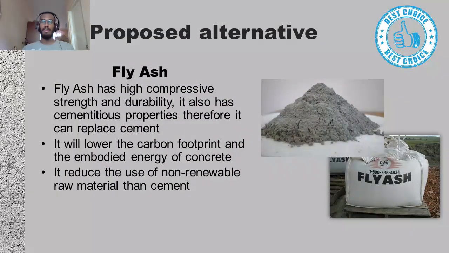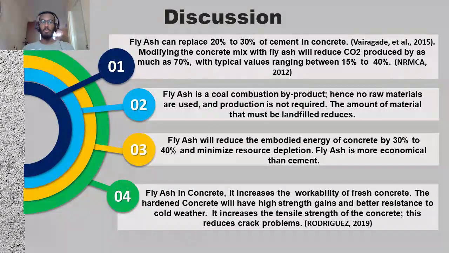Our alternative is fly ash, and we decided that it is the most feasible since it has a high compressive strength and has cementitious properties. Carbon footprint will be lowered and the use of non-renewable material will be lowered compared to cement during production. Fly ash can replace up to 20 to 30% of cement, and a reduction of 70% in carbon dioxide emissions is possible by modifying the mix of concrete to fly ash. Fly ash is a coal combustion product, so no raw material is extracted, only reused. Embodied energy will be reduced by 30 to 40%, so it is more economical.